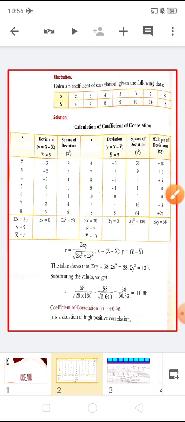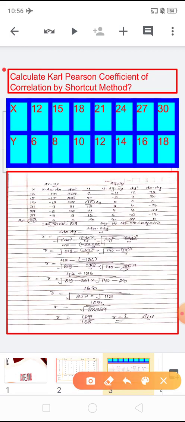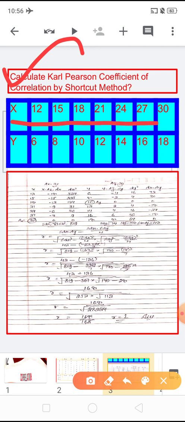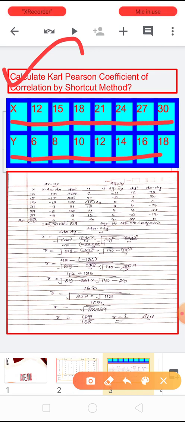Now we're moving on to the next numerical. Children, in this numerical, we need to calculate the Karl Pearson coefficient of correlation by the shortcut method. The values of the x variable and the y variable are given in front of you. The x variable here is 12, 15, 18, 21, 24, 27, 30, and the y variable is 6, 8, 10, 12, 14, 16, and 18.